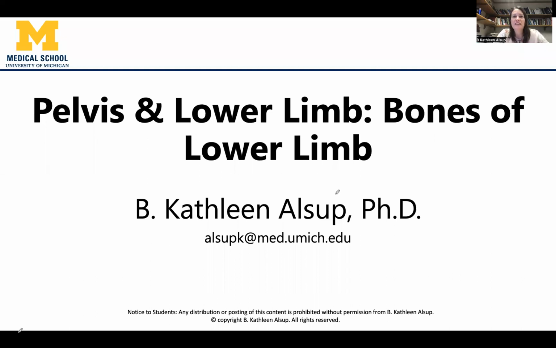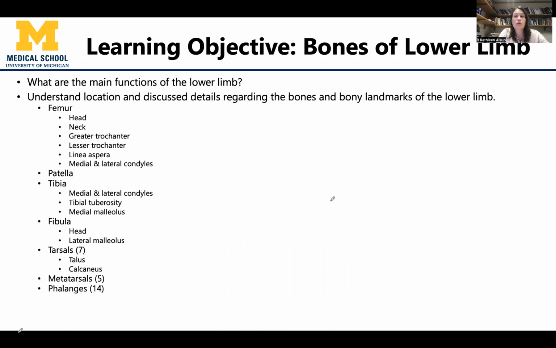Hello, anatomy friends. Let's talk the bones of the lower limb. And as we'll discuss, there are some very distinct similarities with the upper limb, but some very distinct dissimilarities. And this is all associated with the overall functions of the lower limb, which we will discuss. As you can see, we're going to talk about each of the bones of the lower limb, some in a bit more detail than others. And then there are certain structures, bony structures that I do want you to better understand as well.